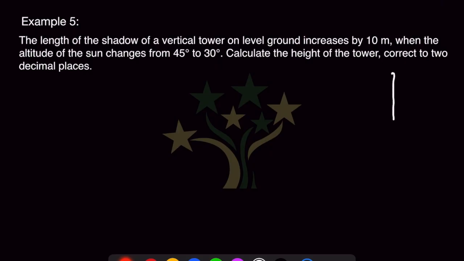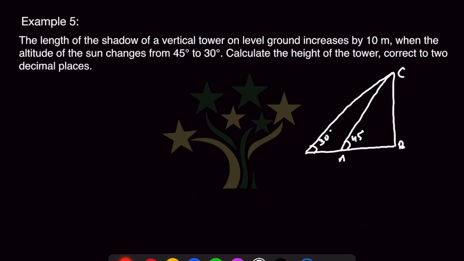So we have the tower BC. So this will be the length of the shadow. Given that the length of the shadow of a vertical tower on the ground increases by 10 meters when the altitude of the sun changes from 45 to 30. So this is a higher angle, 45. This is a lower angle, 30. So let this position be A and E.